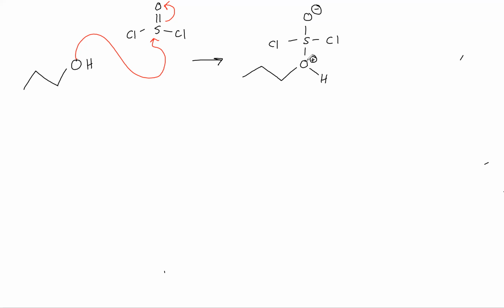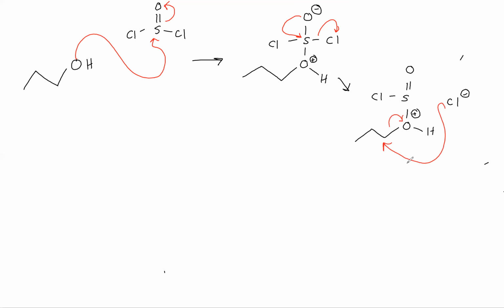Then what happens is similar to when we talked about Grignard reagents. The chlorine is going to leave, this oxygen is going to recreate its double bond with sulfur, and we end up with this, which can then come along and replace that positively charged oxygen. We end up with that Cl replacing that OH right there.